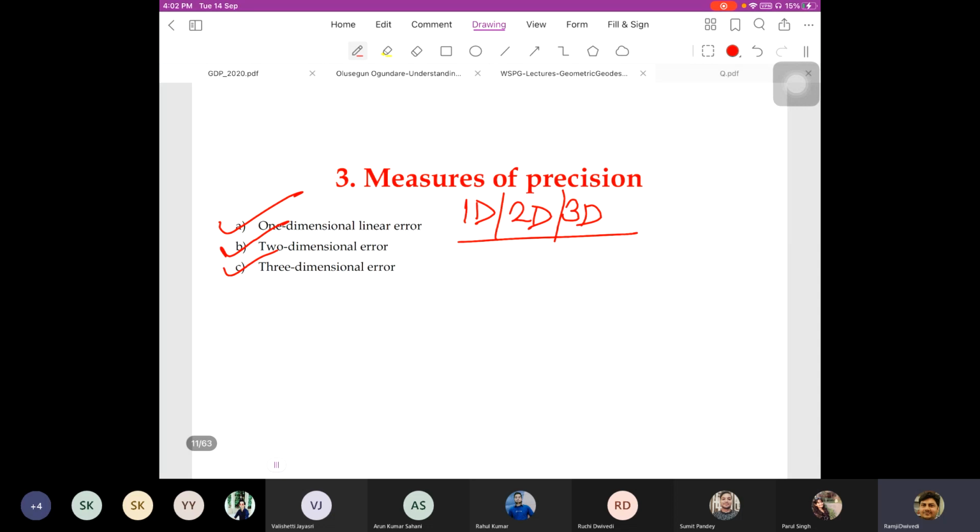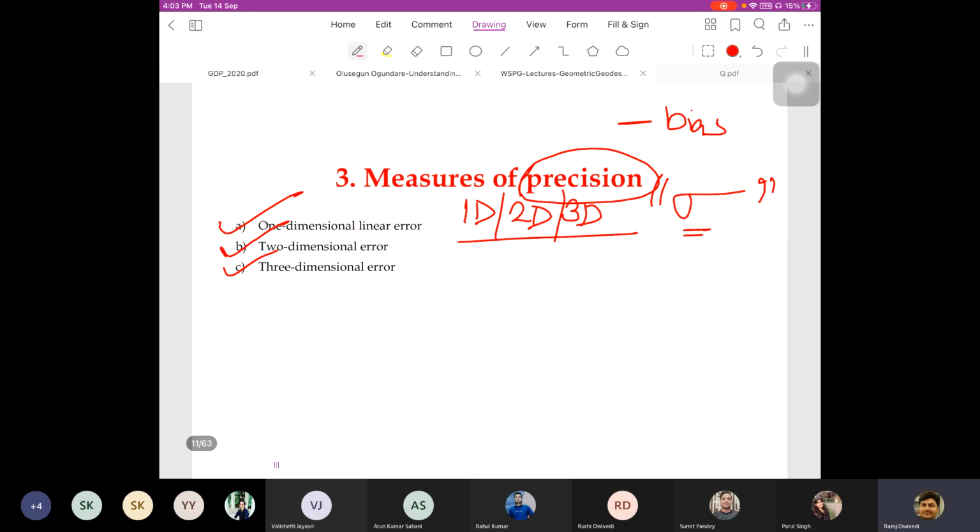Since we are discussing the measures of precision, we are minusing the bias. That means we are not including the bias term here. We are only describing the measures of precision, which is with the help of sigma. It's very important.